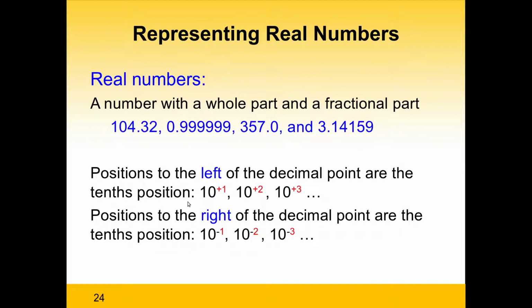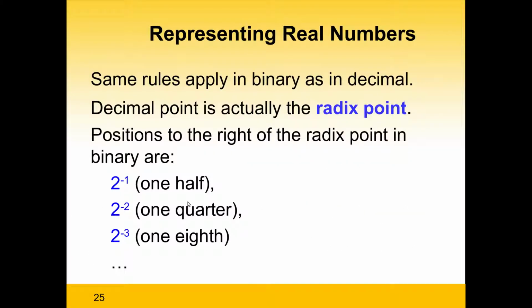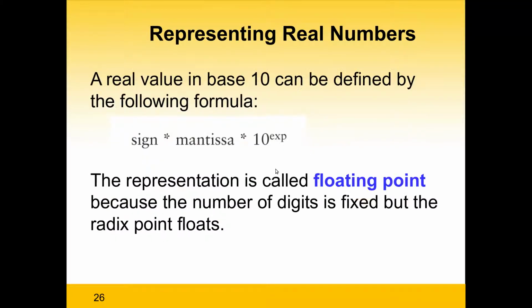So how do we represent real numbers in a computer? Well, the same rules apply in the binary system as in the decimal system. The decimal point is actually called the radix point, and the positions to the right of the radix point will be 2 to the minus 1, 2 to the minus 2, etc. And then positions to the left of the radix point will be 2 to the 1, 2 to the 2, etc., which will make up the number.